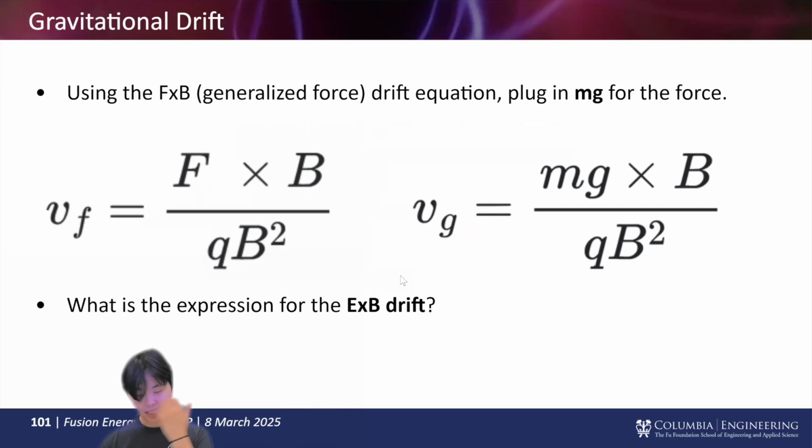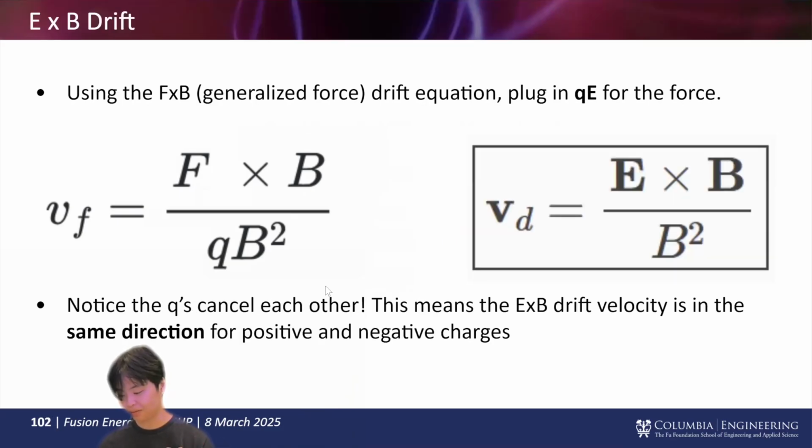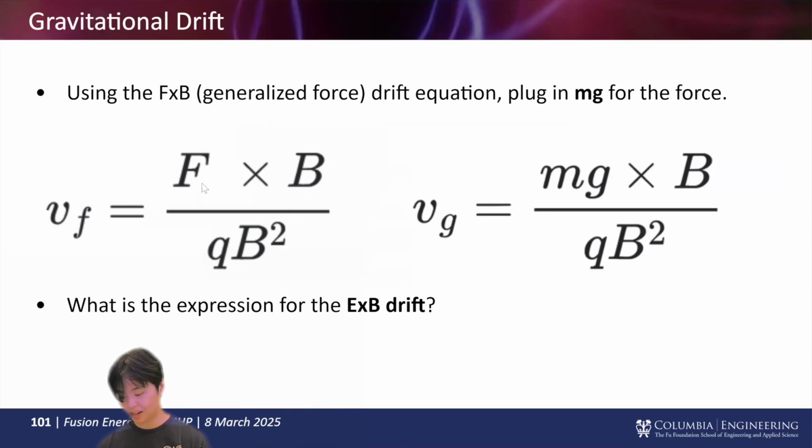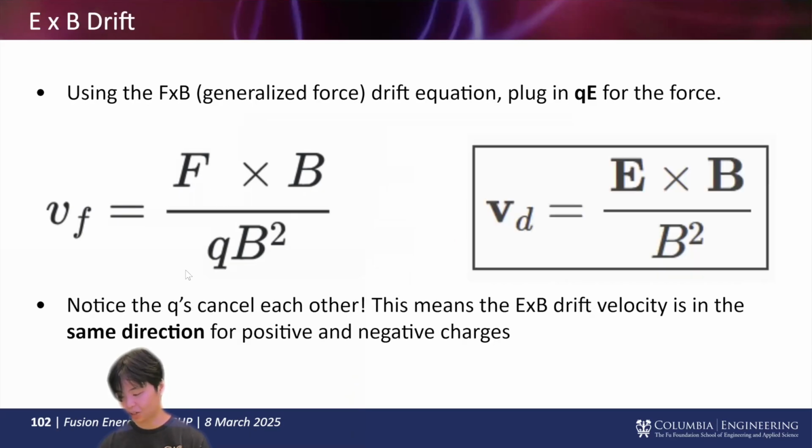So what would be the expression for the E cross B drift? What is the force due to the electric field? We remember from the Lorentz force law that the force due to an electric field is QE. So we put QE inside of that F. Because there's a Q on the bottom, the Q's cancel out, and you end up with E cross B divided by B squared. What does that mean? It means that the E cross B drift velocity is in the same direction for positive and negative charges. Even though they gyrate in different directions, they drift in the same direction. Mathematically, it's because these Q's cancel out.